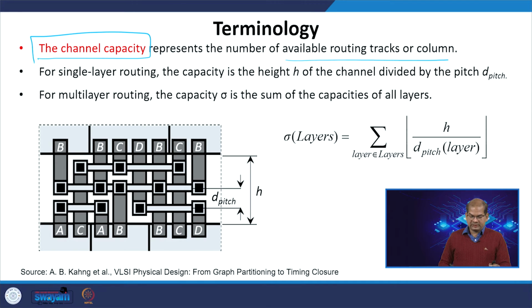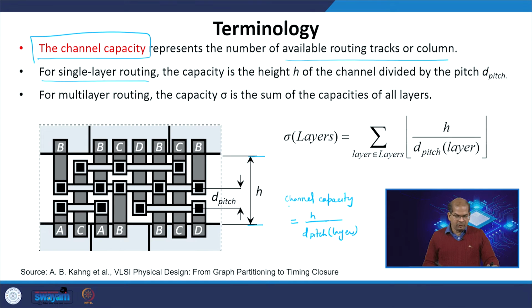If you have a single layer routing, the capacity is the height h of the channel divided by the d pitch. Basically, if only one layer is routed, let us say only metal 1 or 2 is routing, I have this height h, and I already defined the d pitch. So the channel capacity will be defined by h by d pitch for that layer. I have one layer, so one channel capacity.